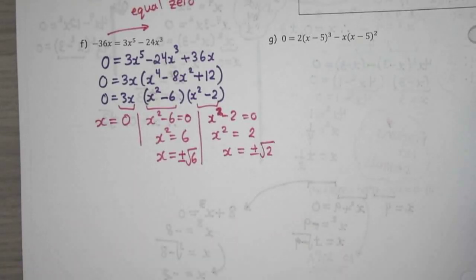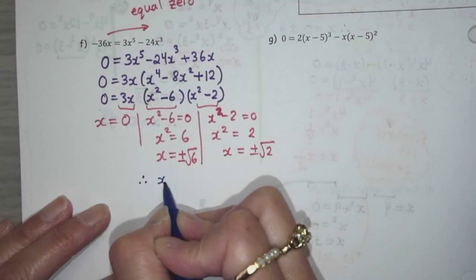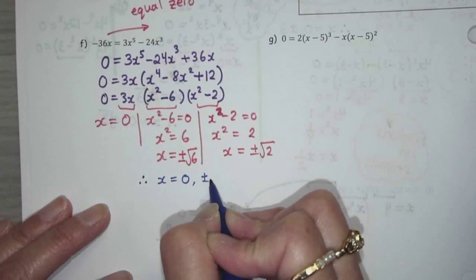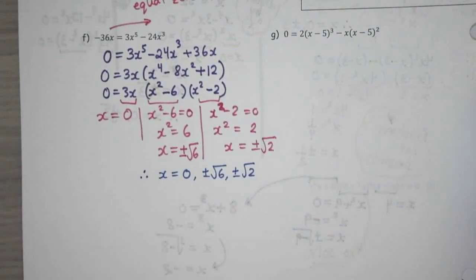Okay, so we get all those answers. I'll do a little summary right now, and then I'm going to show you how to use the quadratic formula for it, though. Right, so I'm going to still summarize. So therefore, x equals 0, plus and minus root 6, and plus and minus root 2. Okay, that's done.